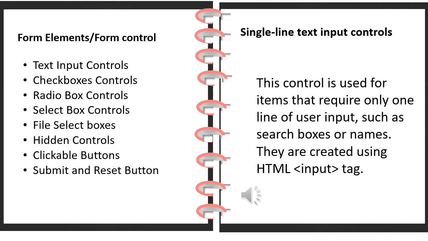I will explain in more detail about the text input control. Under the text input control, there are three types of text input used on the form. Firstly, the single line text input control. This control mainly records only one line of user input, or it will accept only one line of user text, such as search boxes and username. This single line text input control is created using the HTML tag called the input tag.